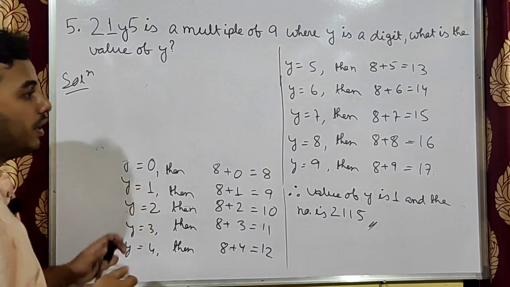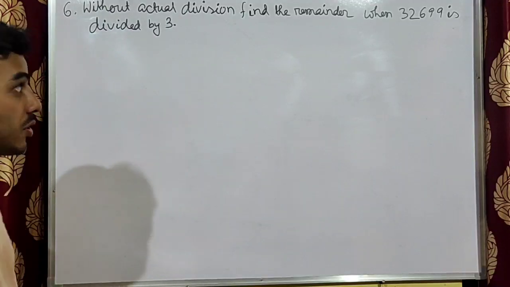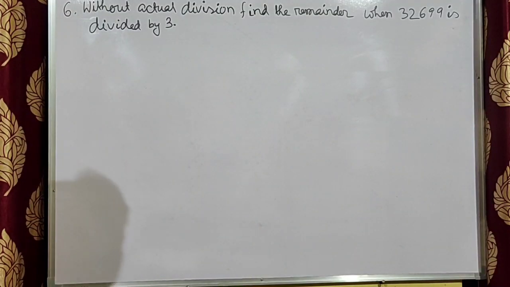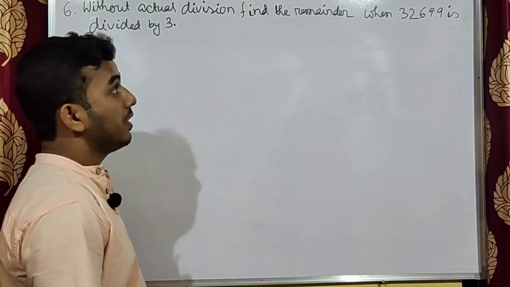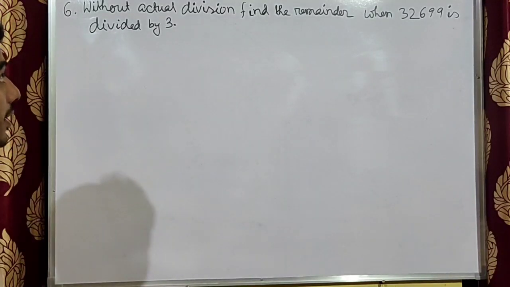Okay. So if you have any doubt, you can ask me, right? Now let us move to our sixth question. Without actual division, find the remainder when 32699 is divided by 3.